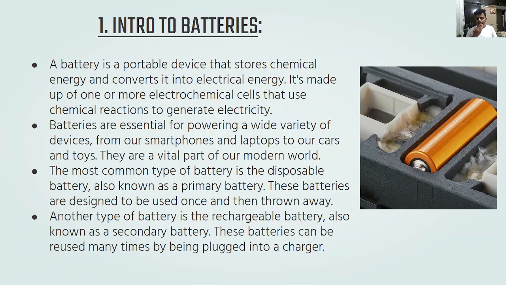The most common type of battery is the disposable battery, also known as the primary battery. These batteries are designed to be used once and then thrown away. And one more type of battery is the rechargeable battery, also known as the secondary battery. These batteries can be reused many times by being plugged into a charger.